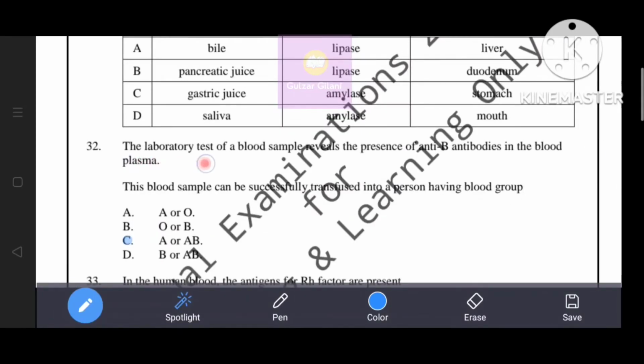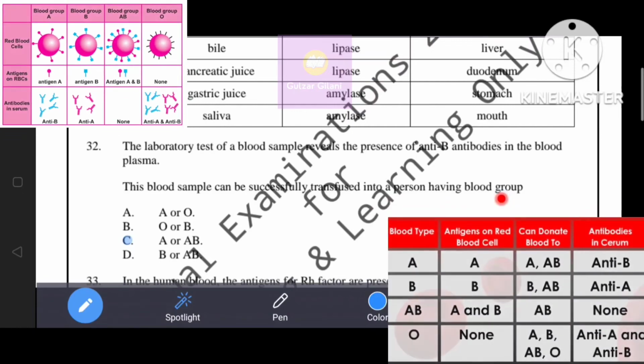The laboratory test of a blood sample reveals the presence of anti-B antibodies in the blood plasma. This blood sample can be successfully transfused into a person having blood group... The presence of anti-B antibodies means the donor's blood group is A. A donor with blood group A can donate to a person with blood groups A and AB, which option C represents. That's why option C, A and AB, is the correct answer.